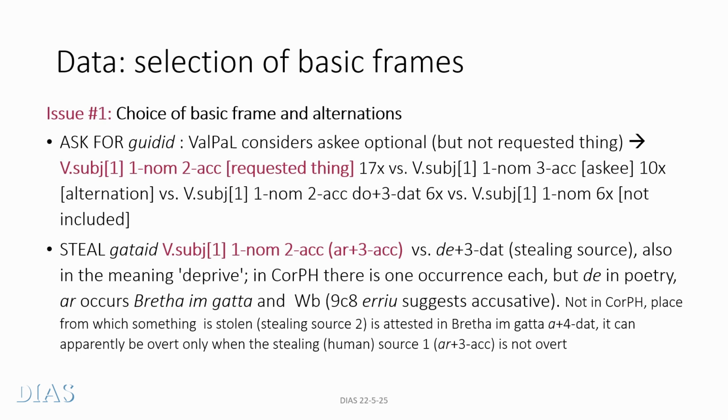For gataid, for example, steal, two examples occur in Corpus, one with the preposition de, the other one with the preposition ar, coding the person from which something is stolen. But de occurs in poetry, and I also went to look in Bretha Étgid, the fragmentary tract on thefts, and there you find many examples where ar and accusative. The accusative has been decided on the basis of an occurrence in Würzburg, where it means to deprive.